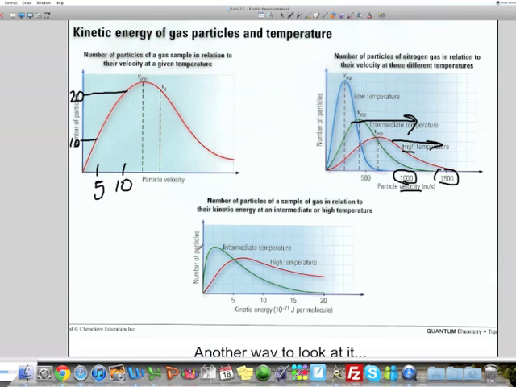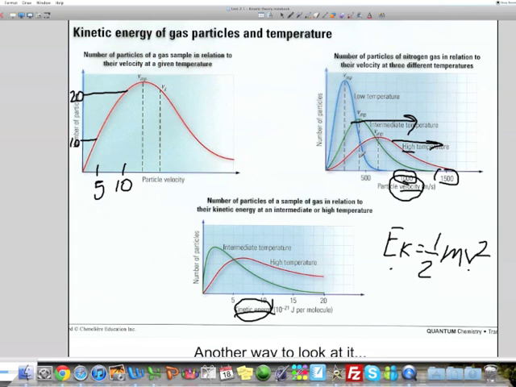Here I have number of particles versus kinetic energy. It's the same story. Kinetic energy is basically the same as velocity because they are interdependent through that equation: kinetic energy is equal to half of the mass times the velocity squared. So if the velocity, the speed, changes, the kinetic energy will change and vice versa. That is why this graph as well as this graph are very similar.